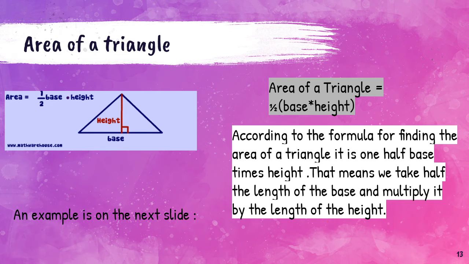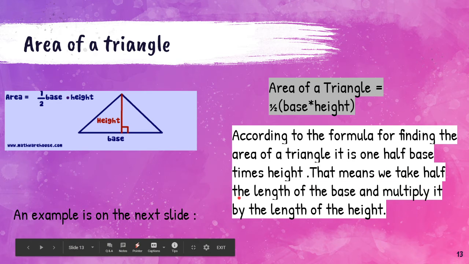What is the area of a triangle? How do I find it? Good questions. So according to the formula for finding the area of a triangle, it is 1/2 base times height. In other words, it is base times height, and you just divide by 2. That means we take half the length of the base and multiply it by the length of the height.